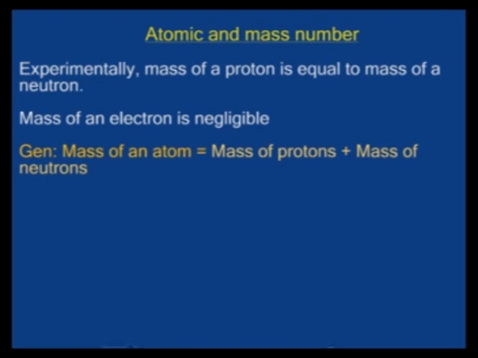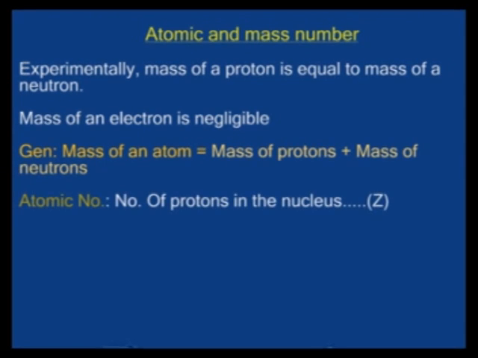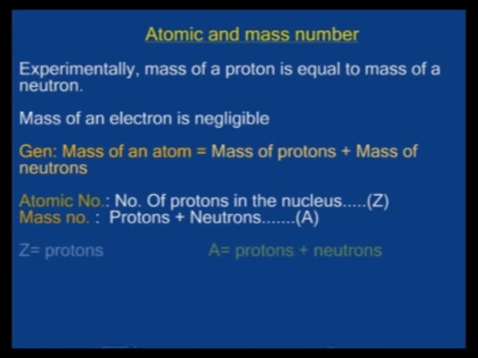The atomic number is simply the number of protons in the nucleus of an atom. The atomic number is usually represented by a capital Z. Mass number is the sum of the protons and neutrons in the atom. It is usually represented by a capital A, and hence A is given by P plus N, that is protons plus neutrons, and Z is equal to P.